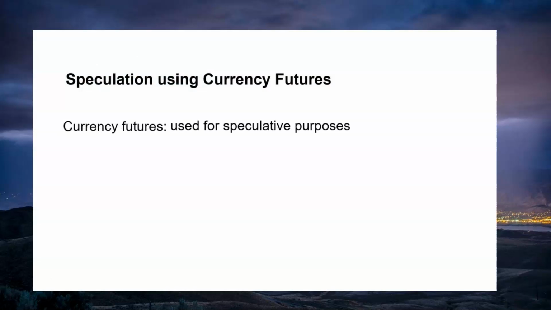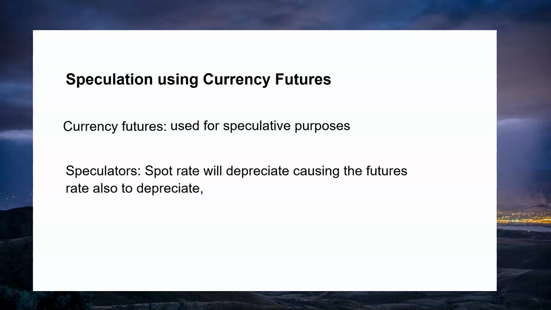Currency futures are used for speculative purposes when the speculator believes that they have some information that is not reflected in the current spot and futures price. If they expect that the spot rate will depreciate, causing the futures rate also to depreciate, they can enter into a futures contract at a cheaper cost to gain from their expectation.